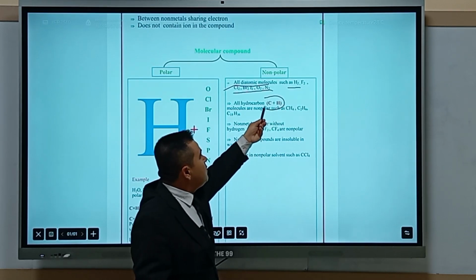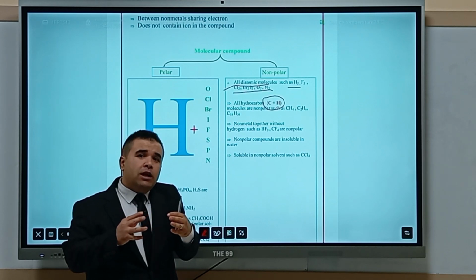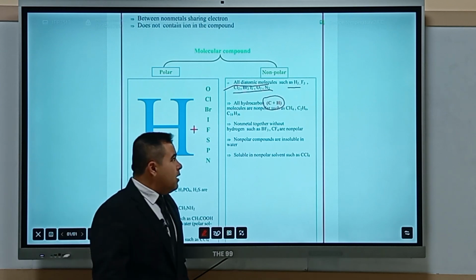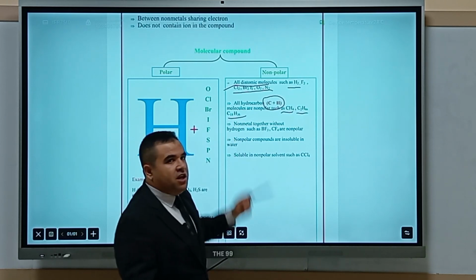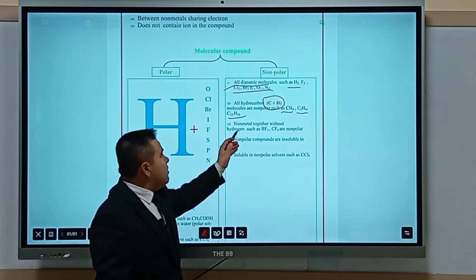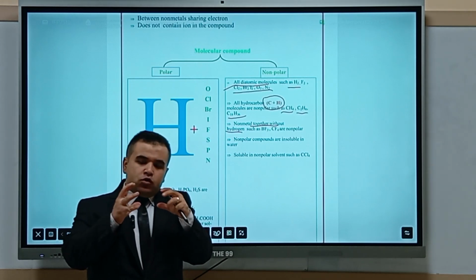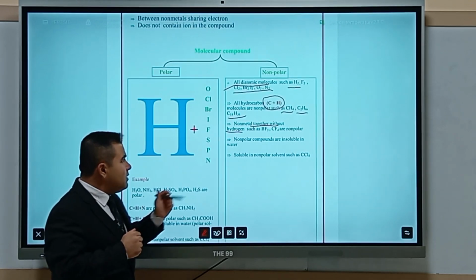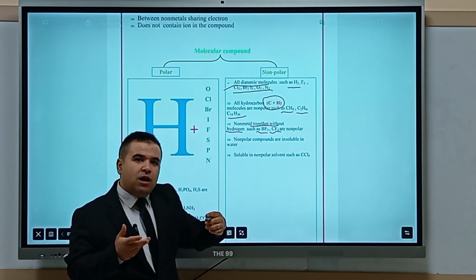All the hydrocarbons. What do we mean by hydrocarbon? We mean carbon and hydrogen, regardless of the number of atoms, the subscripts; you form non-polar covalent bonds, like CH4, C2H6, C18H36, and so many other examples. Non-metals together without hydrogen: the nonmetals, when they bond together, but one of them should not be hydrogen. Like what? Like BF3, CF4, CCl4, and so many other examples.